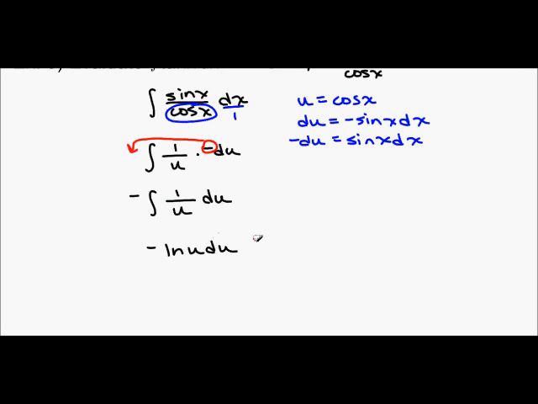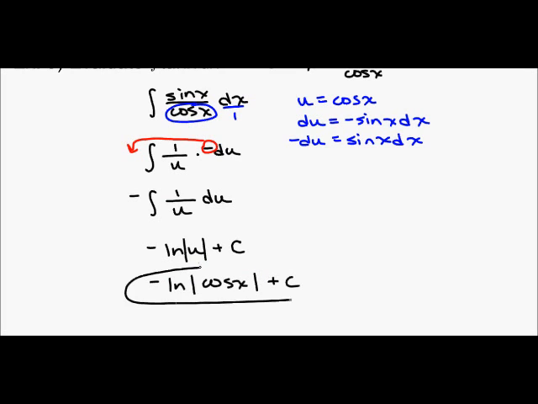Oh, sorry, the du isn't there anymore. So I have negative ln u plus c. Okay, and my u is cosine x, so I need to plug that in. And I have my answer. And that wraps up part 1.